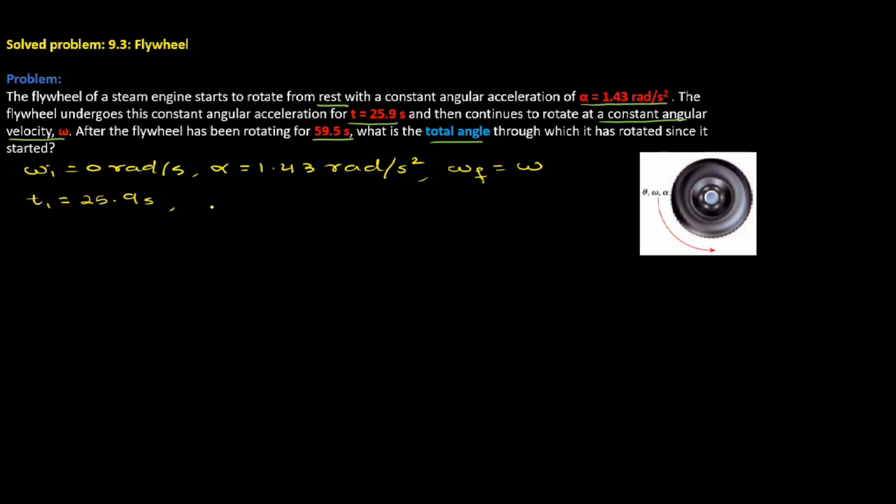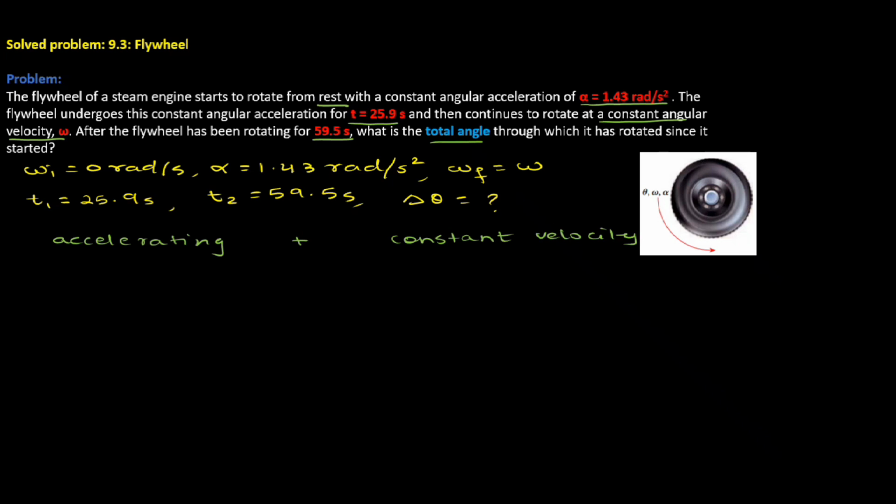We need to find what is the total angle through which it has rotated after the time of, let's say that time is t2, 59.5 seconds. We need to find what is delta theta for this time. Now my angular displacement, or the angle through which the flywheel rotated, can be divided into two parts. First part when the flywheel was accelerating, and the second part when it was moving with constant velocity. And after that, we can add the angle from both of these cases to find the total angle.